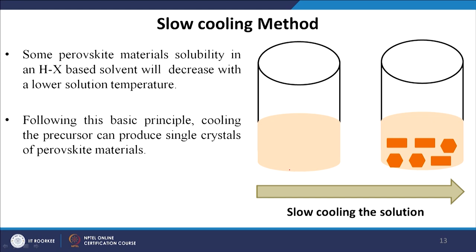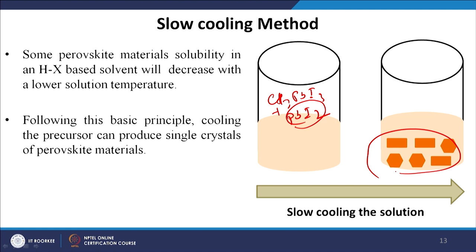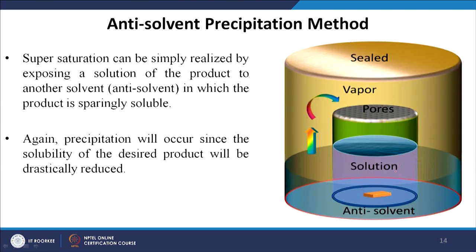So, basically what will happen, in this solvent, let's say I put CH3NH3 iodide and lead iodide also as precursor materials. If I cool it very, very slowly, the solubility of some of these compounds will decrease. If the solubility decreases at low temperature, they will start forming crystals like this. So, the slow cooling can also lead to the crystal formation.